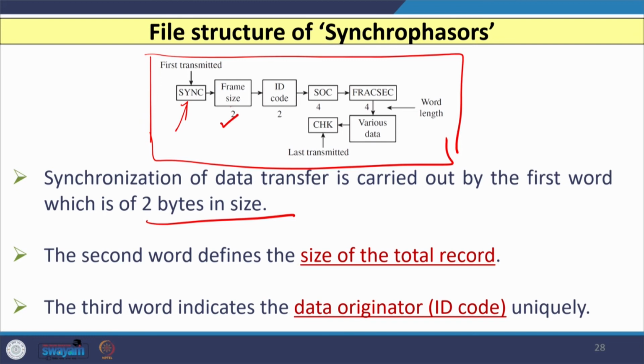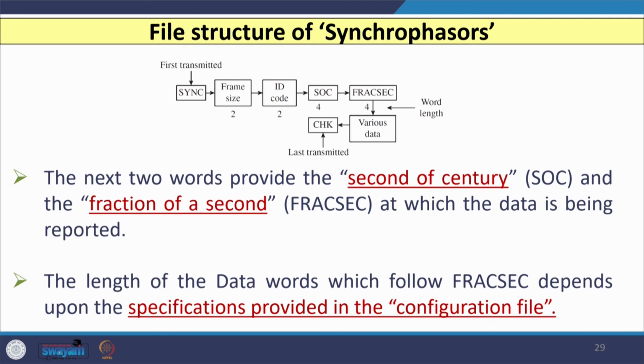The third is related to the ID code, and its word length is again 2, and that indicates the data originator uniquely, and it is unique for a particular PMU. The fourth and fifth ones are SOC and fraction of second. SOC is nothing but the second of century, and FRACSEC is nothing but the fraction of second. These are the two words which provide the second of century and fraction of second at which the data is being reported.